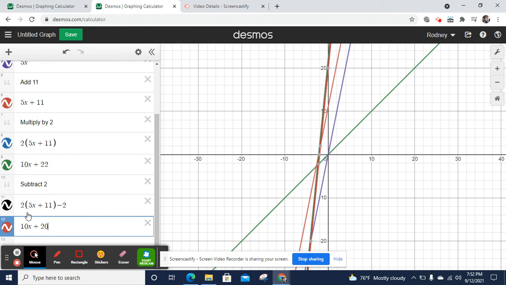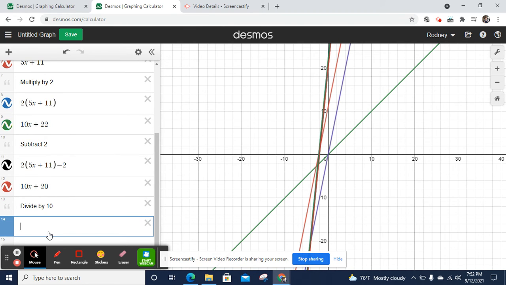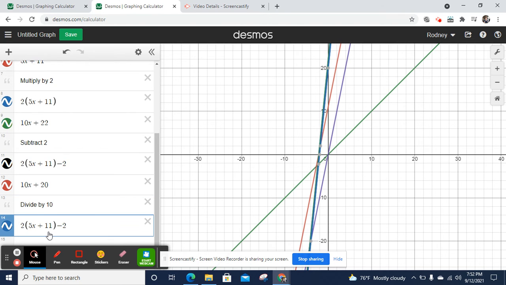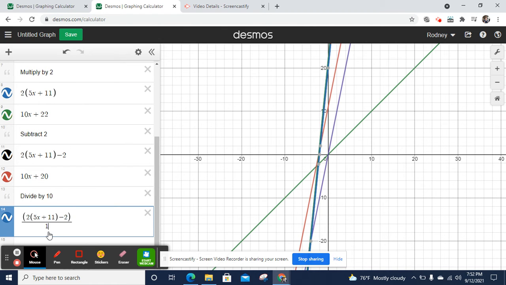And you might notice that we now have a multiple of 10. Now I'm going to divide. Whatever they have is a multiple of 10, and I'm going to divide by 10. That'll get rid of this 10 in front of the x. So divide by 10, so that's going to be this whole thing divided by 10. Notice I put a parenthesis there, so it'll divide the whole thing. I don't actually need the parentheses, but there we go.